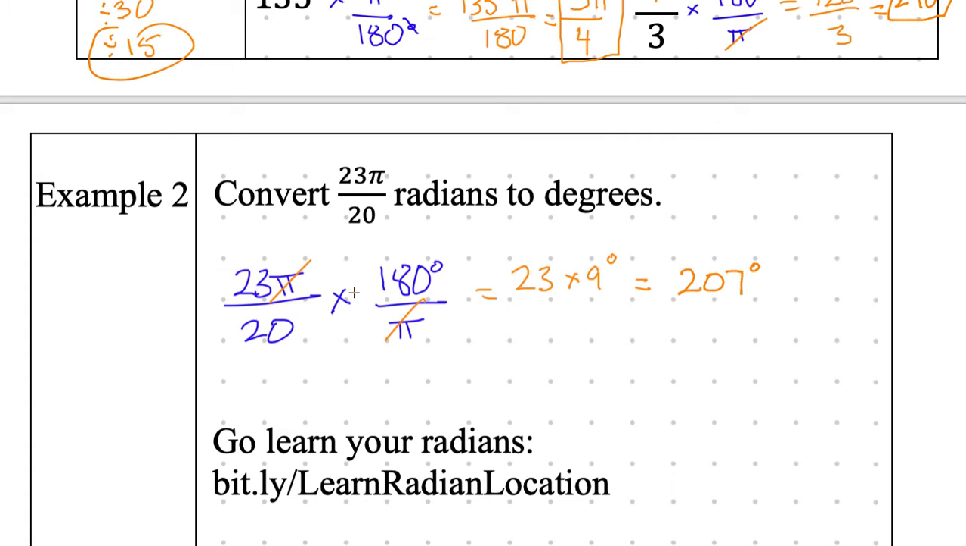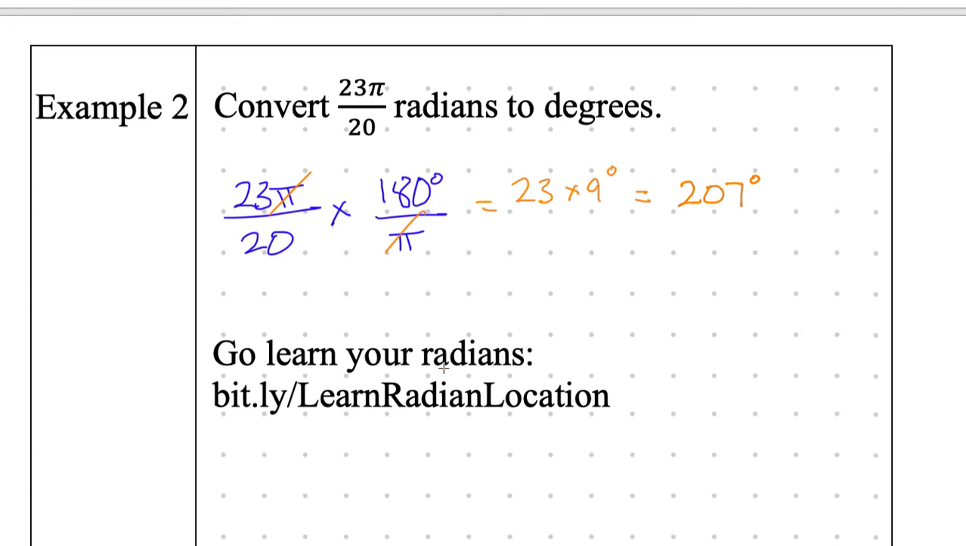All right, so you have the choice right now of learning your radians, which is more important, or doing the homework. What's the homework? The homework you can get done really fast. It takes maybe 10 minutes.